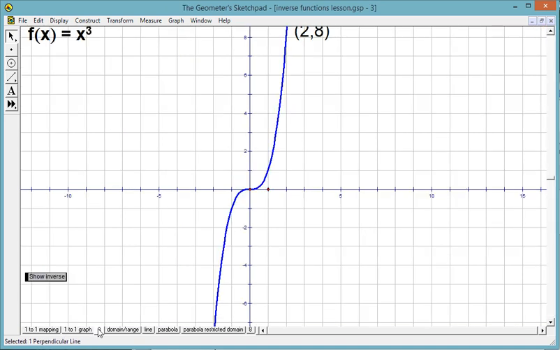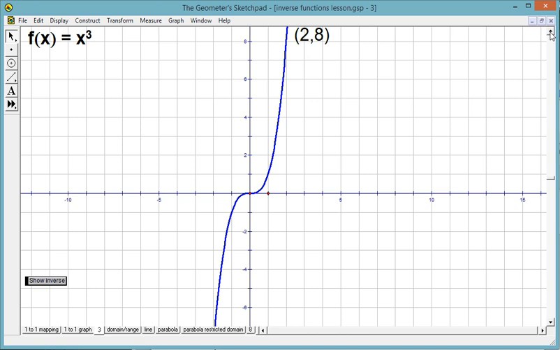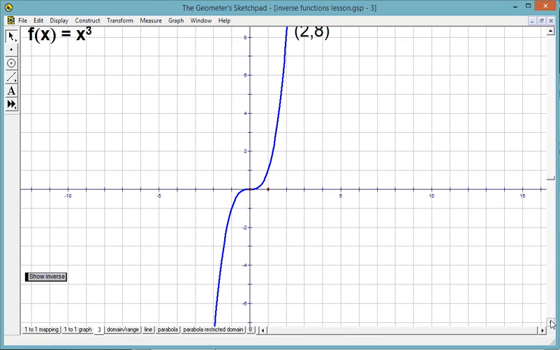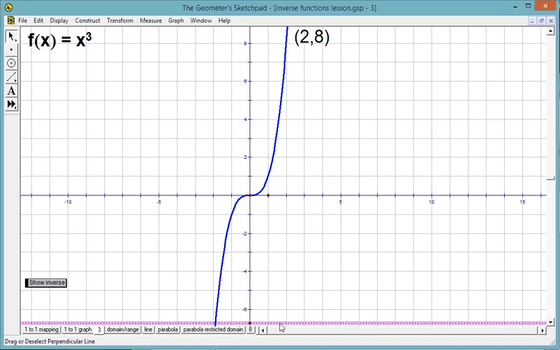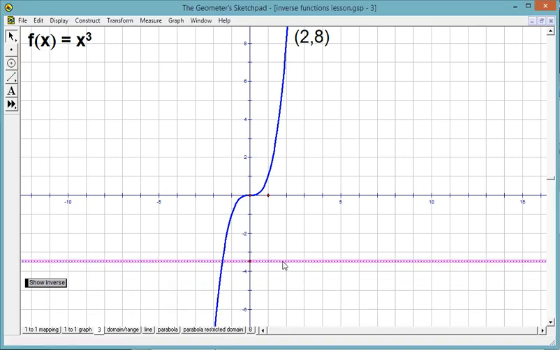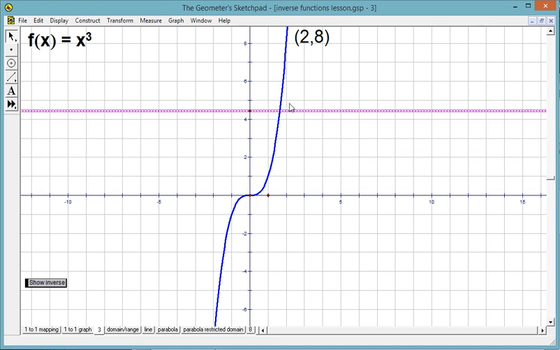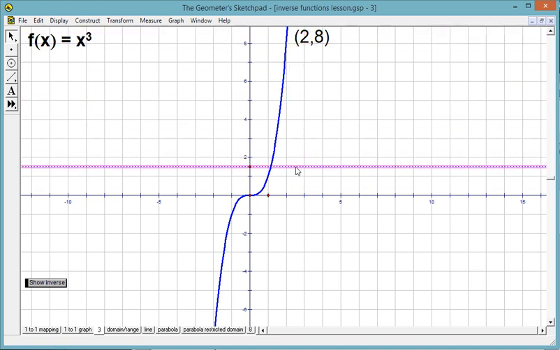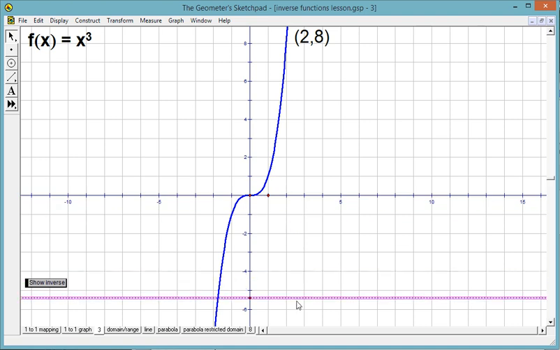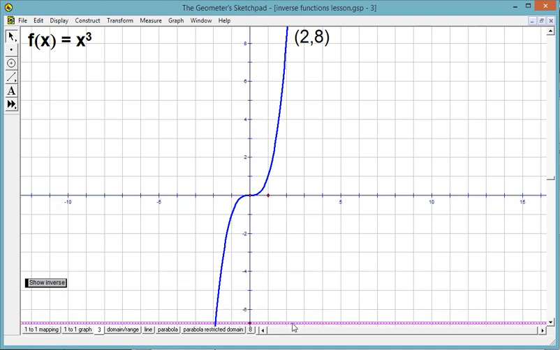All right, so let's look at this one. This is our x cubed function, which is one of our library of functions. If you notice, this function passes the horizontal line test. There's no place where the horizontal line crosses more than once. So this is a one-to-one function, and we should be able to find its inverse.